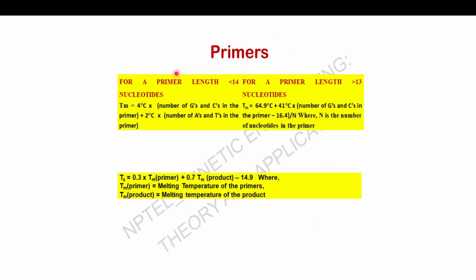Now, usually for a primer length of less than 14 nucleotides, the melting temperature is calculated using this formula. And for a primer length of more than 13 nucleotides, this is the formula used. Okay. This is taken from the lecture video.